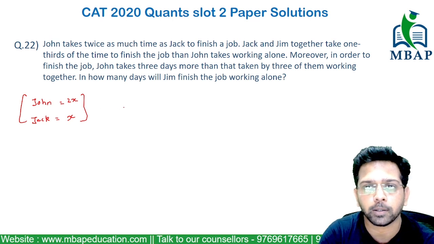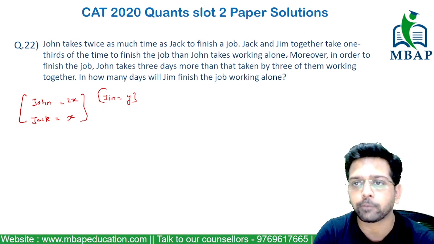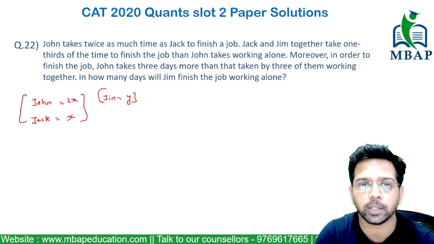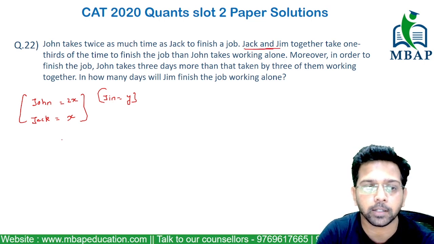Now we have got a third guy coming in, which is basically Jim. Let's assume Jim is taking Y days. Now we have to combine Jack and Jim together. Jack and Jim together.